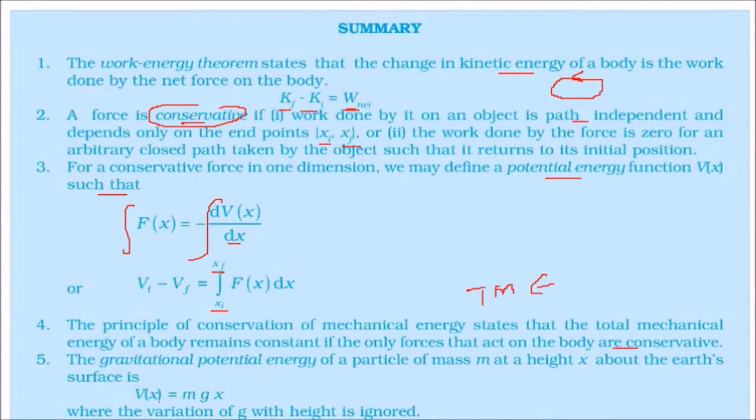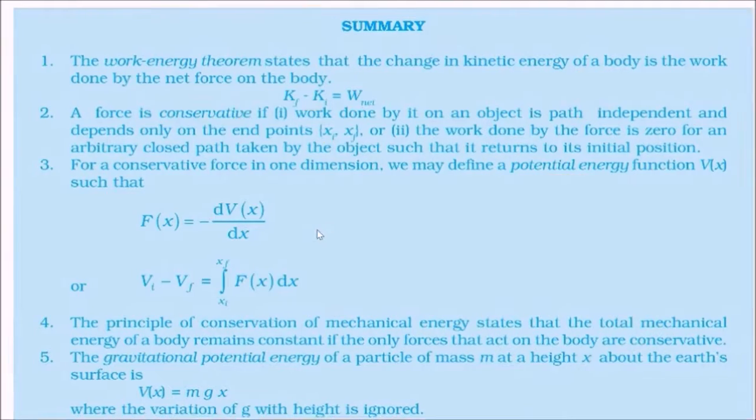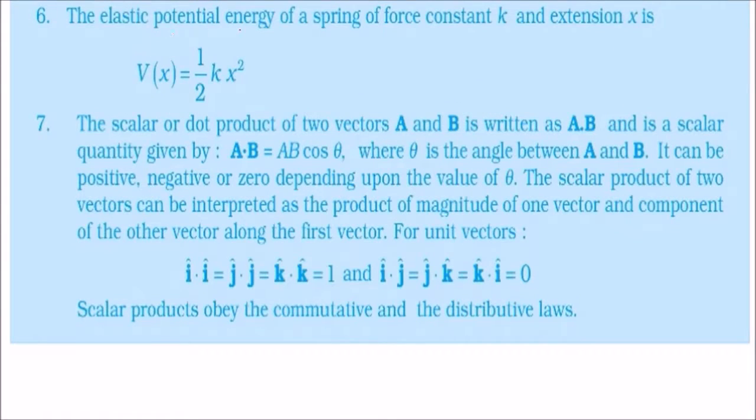The gravitational potential energy of a particle of mass m at a height x above the earth is given by mgx. mg is the weight, and h is the height from here to here. So V(x) will be equal to mgx, where g is the gravity. The elastic potential energy of a spring of force constant k with an extension x is given by half kx square.